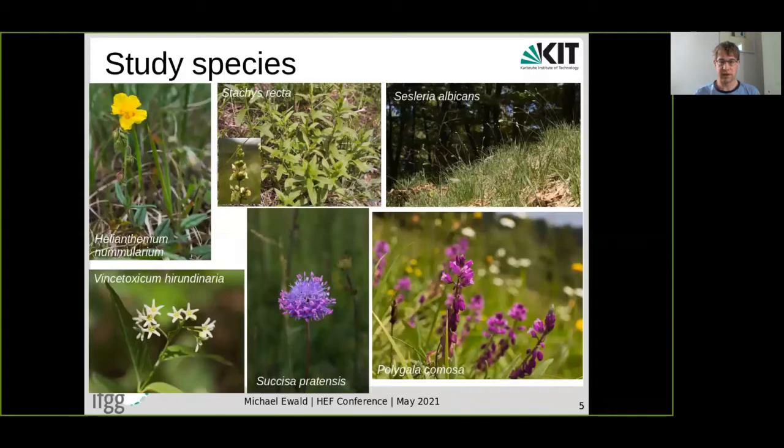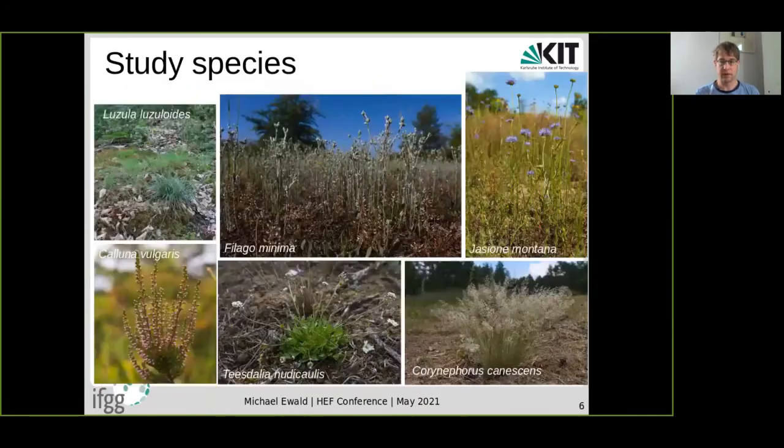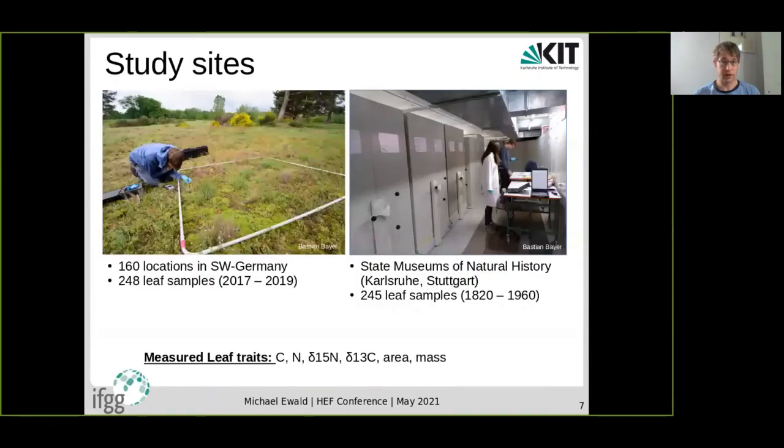6 of them that you see here are characteristic species for calcareous soil conditions. And the 6 species that you can see here are more characteristic for acidic sandy soils. In total, we sampled leaf traits between 2017 and 2019 at 160 locations in southwest Germany. And additionally, we took samples from the State Museums of Natural History in Karlsruhe and Stuttgart.